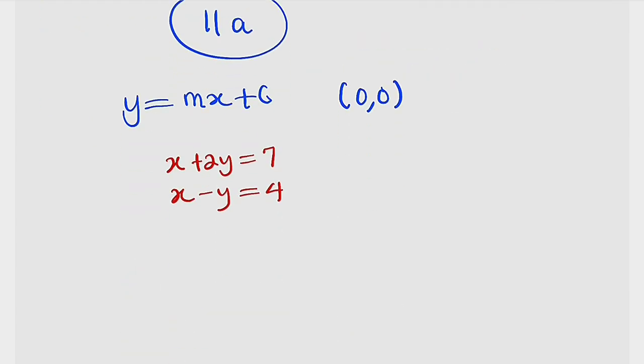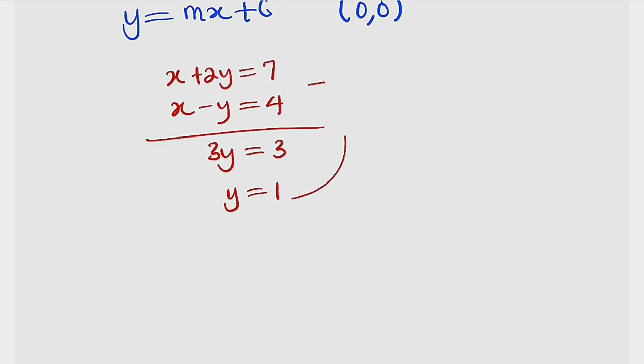Yeah, exactly. So we can subtract equation 2 from equation 1. So let's subtract. x minus x is 0. 2y minus y is 3y. So we have 3y here. 7 minus 4 is 3. If you divide both sides by 3, you have y equal to 1.